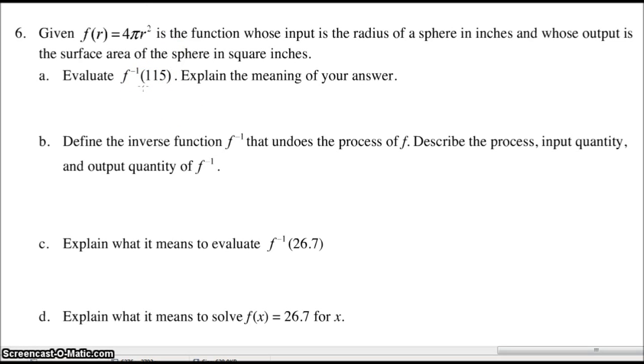So let's think about this for a second. The f inverse would undo what's already been done. So that means that 115 had to be the output of f. That's going to be the surface area of the sphere in square inches, 115 square inches. Then if we evaluate f inverse of 115, we'll find the radius of the sphere that gives us a surface area of 115 square inches.